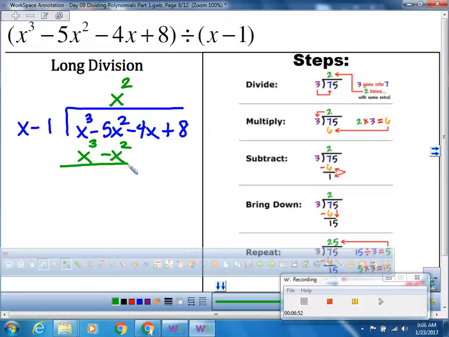Draw the line and change both of the signs. Negative 5x squared plus positive x squared is negative 4x squared. If you do this correctly, this will always cancel out. So it does. It cancels out. That means I did it correctly. And then I bring down the next term, negative 4x. Now I ask myself, x goes into negative 4x squared how many times? Negative 4x.